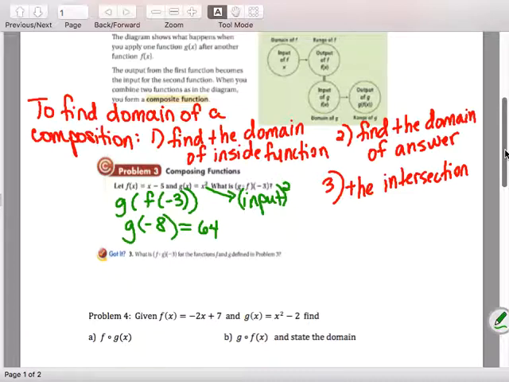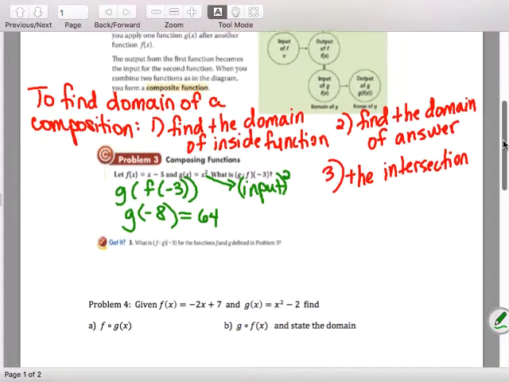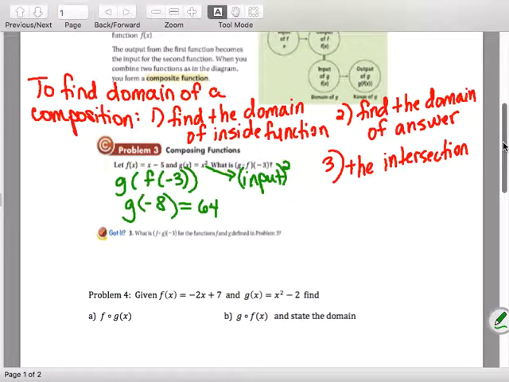Where'd you get 64? Because g says square your input. So what's negative 8 when I square it? That's where it came from. So that's your final answer. My final answer is 64. So g of f of negative 3 actually has a value of 64.